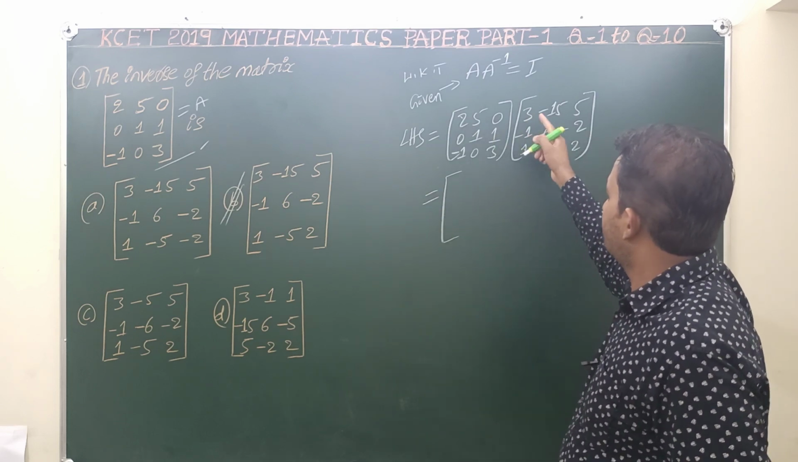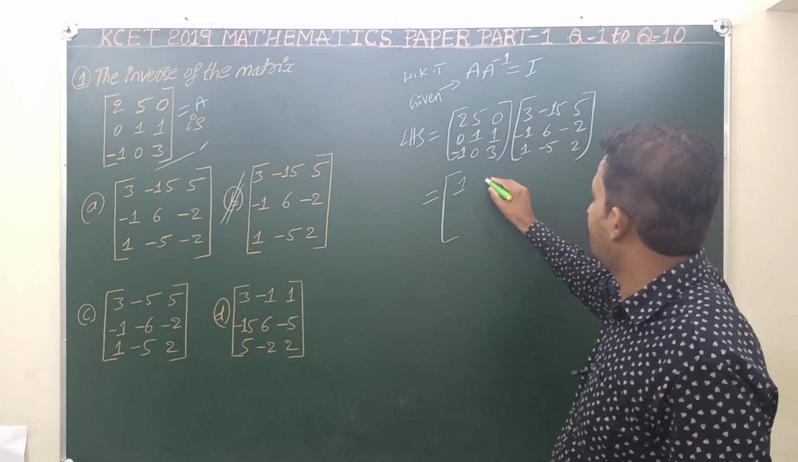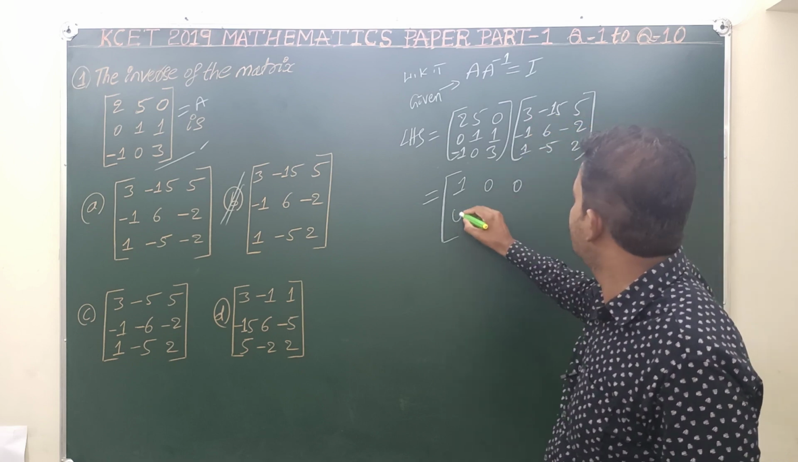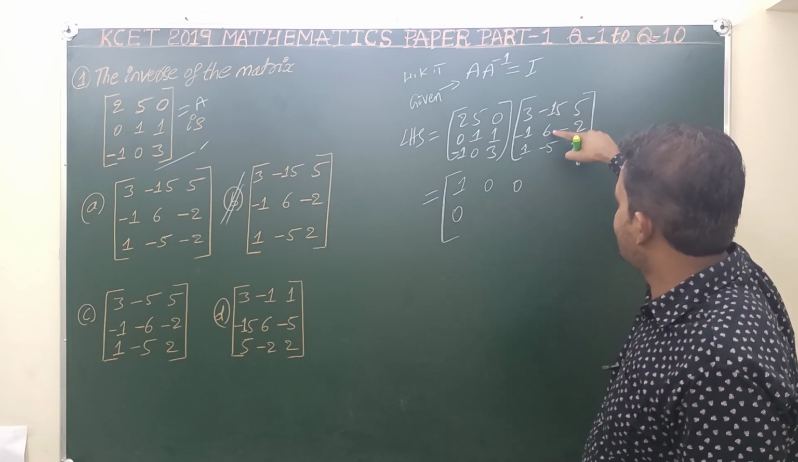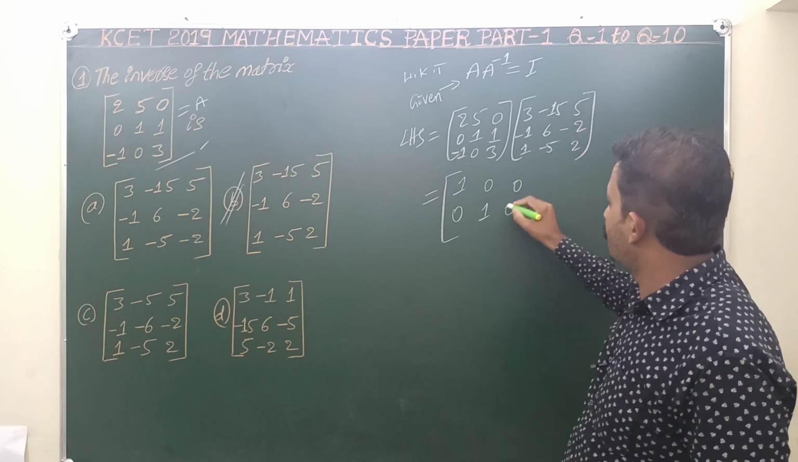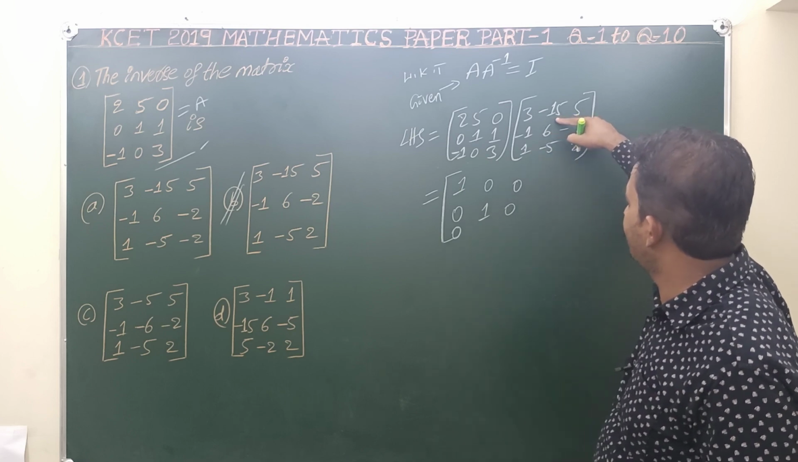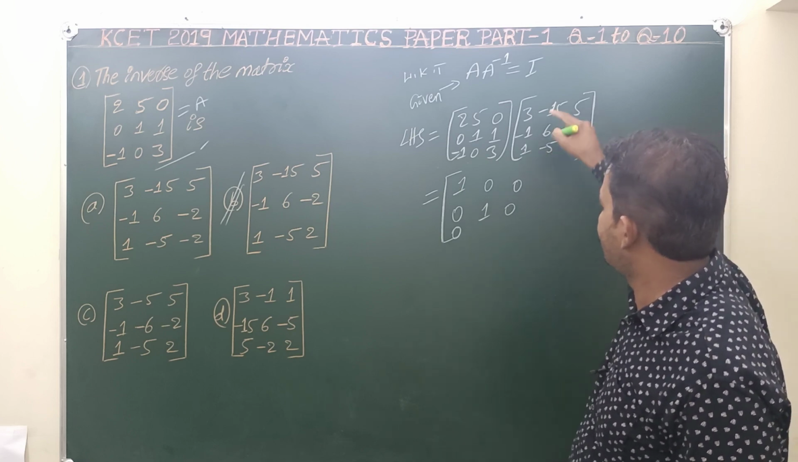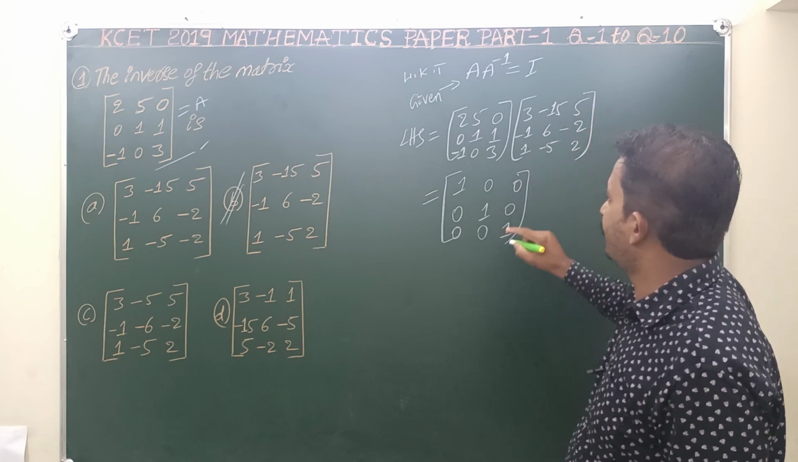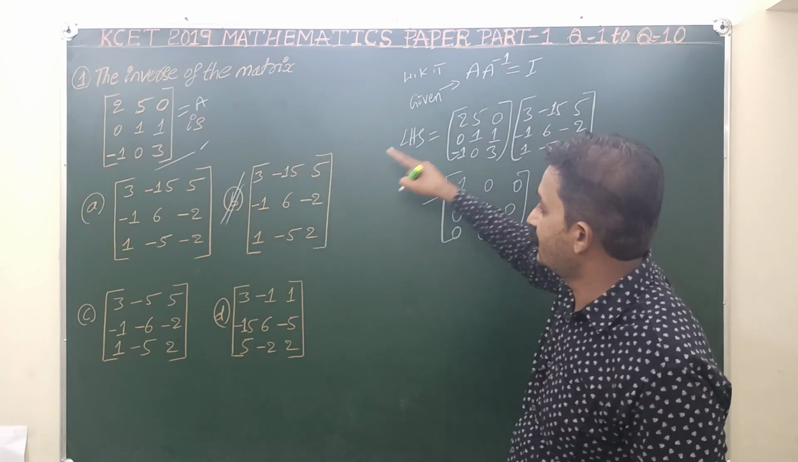Multiply this: 2 threes are 6, minus 5 is 1, minus 13 plus 13 is 0, plus 10 minus 10 is 0. Here minus 1 plus 1 is 0, so plus 6 minus 5 is 1, next 0, minus 2 plus 2 is 0. Here minus 3 plus 3 is 0, next minus 15 plus 15, minus 15 plus 15 is 0. Next minus 5 plus 6 is 1. So we get the identity matrix. This equation is satisfied by option B only, hence option B is correct.